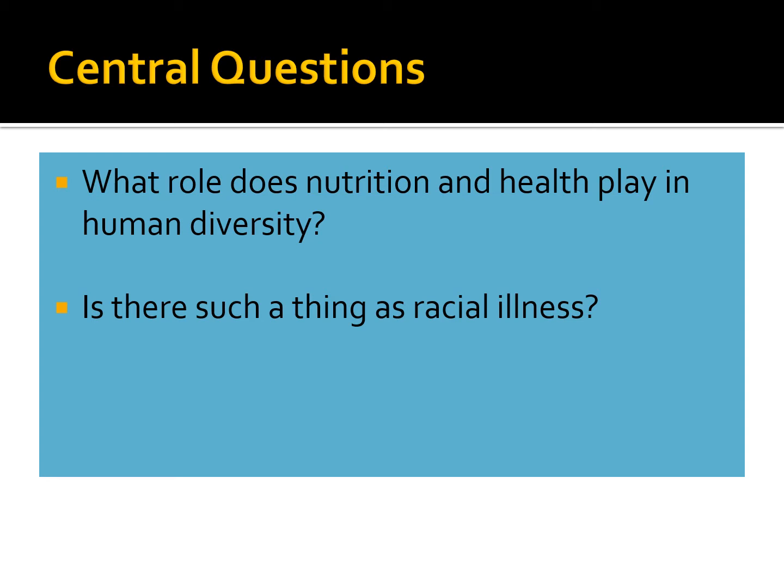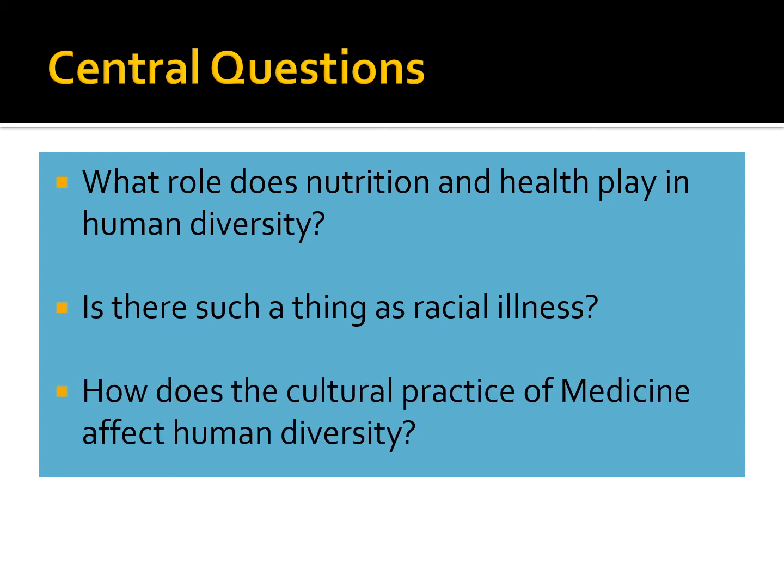If you go and look at the statistics, there are patterns that indicate that certain diseases such as heart disease and diabetes affect certain quote-unquote racial groupings more than others. And what we're going to learn is that that's more related to socioeconomic status and access to health care than it really is to do with biology. And then we're going to look at how culture, or the cultural practice of medicine, affects human diversity.